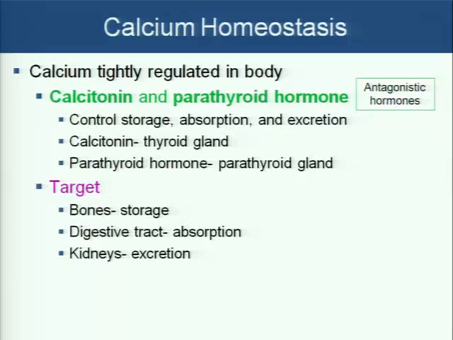Calcitonin is produced in the thyroid. Parathyroid hormone comes from the parathyroid glands, which are inside of the thyroid gland. There are three areas that they work on to maintain the balance: bones, because that's a storage site; the digestive tract, which will absorb it or release it; and then the kidneys for excreting it. So this is what they're going to work on.